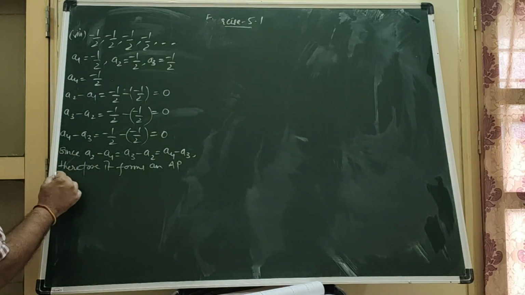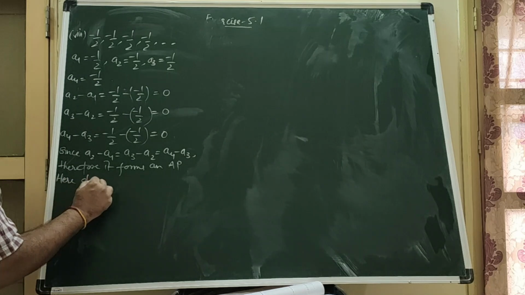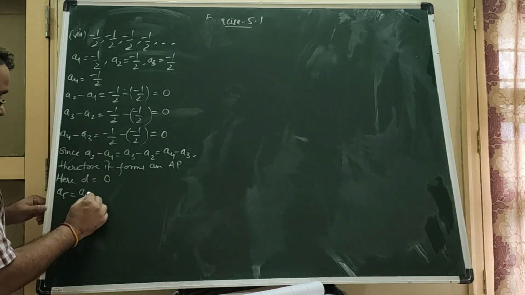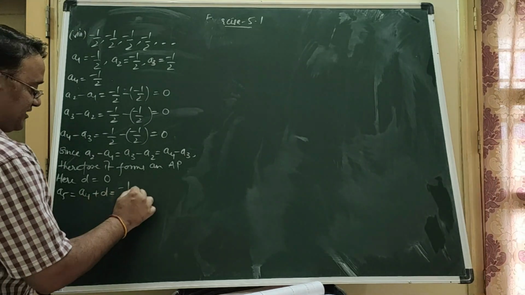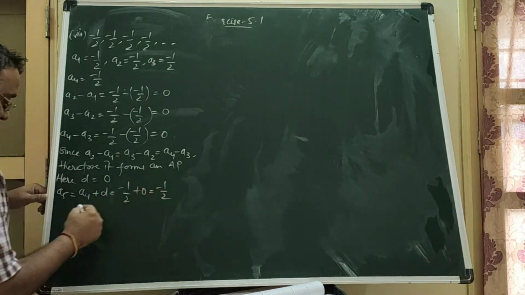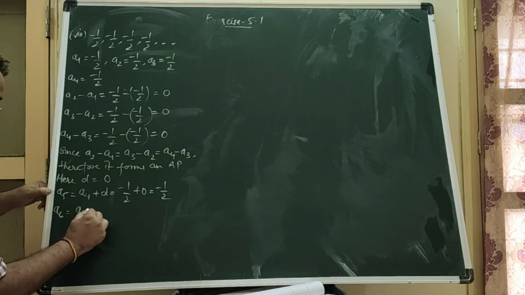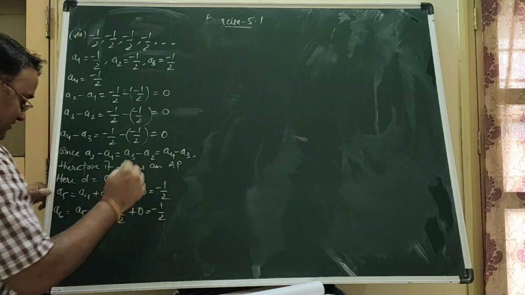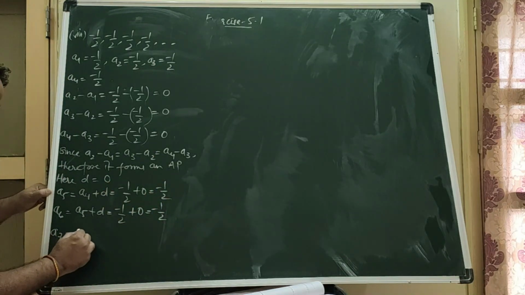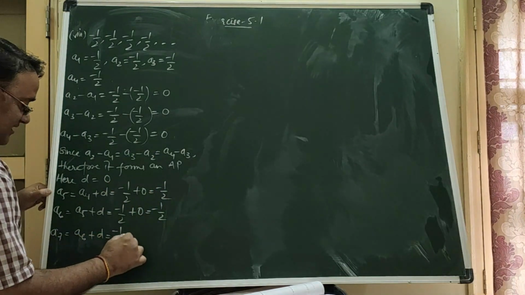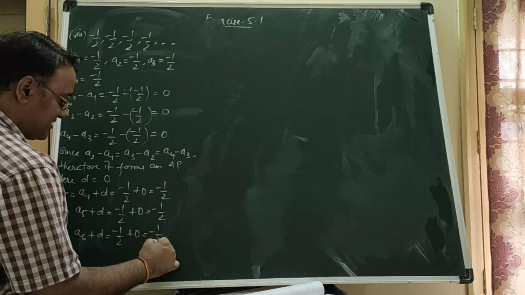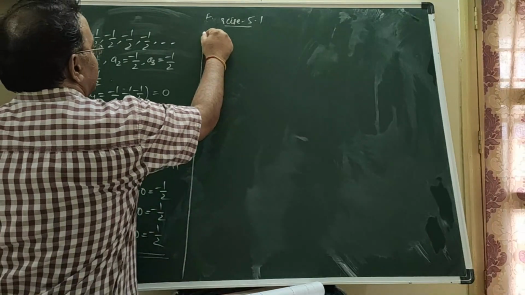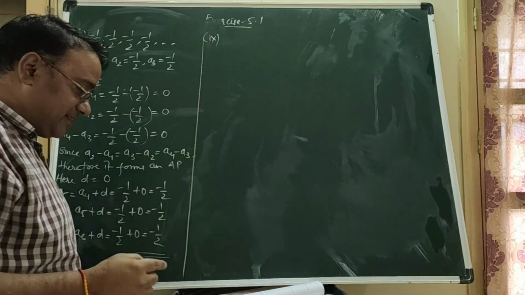Now here D is equal to 0. Now we'll find the fifth term, that is A4 plus D. So minus half plus 0 is minus half only. Now A6, A5 plus D: minus half plus 0, this is also minus half. Now A7, A6 plus D, that is minus half plus 0, minus half. Okay, so we completed the 8th bit. Now let us move towards the 9th bit.